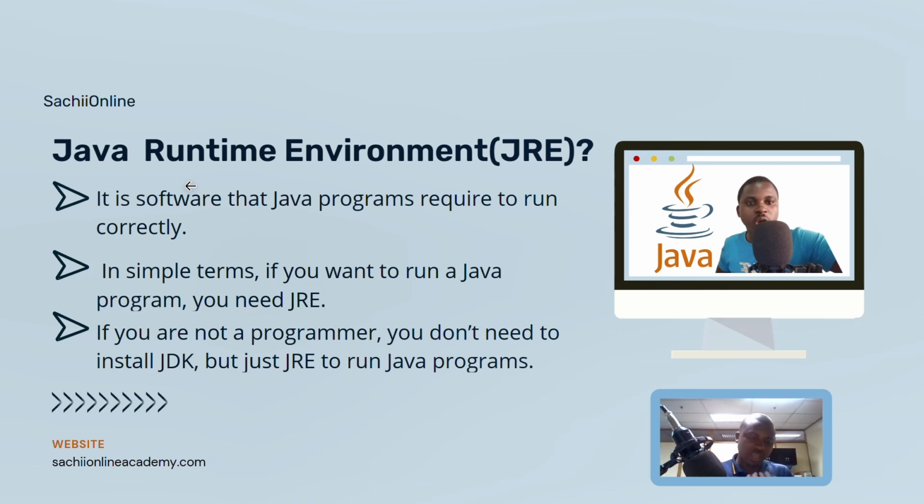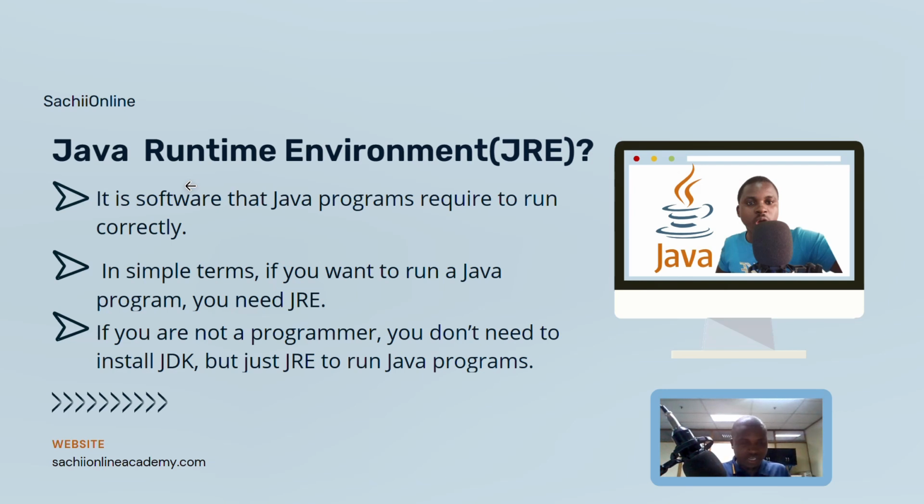So if you just want to run a Java program, you do not want to program or to do anything, you need the Java runtime environment. That's what you need, and that's all. In the simplest terms, if you want to run a Java program, you need the JRE.